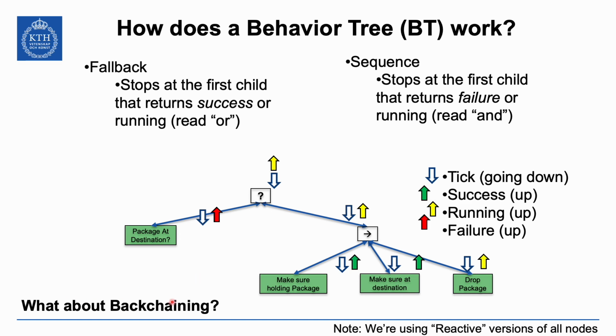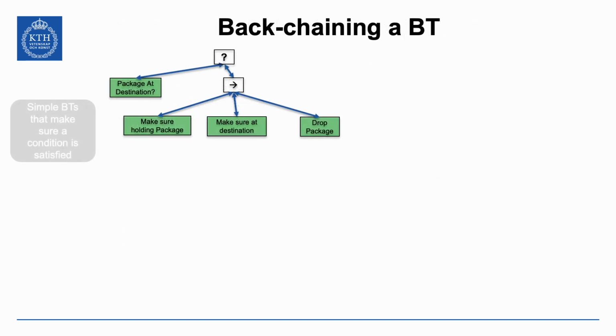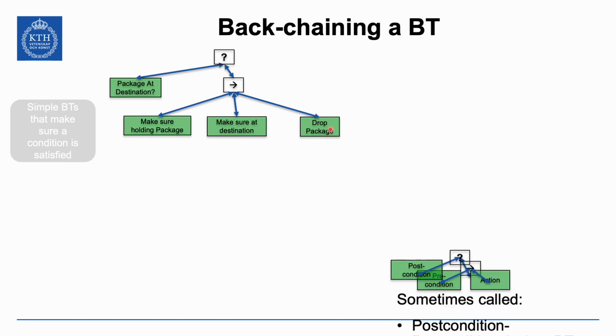So what about backchaining? Backchaining a BT is basically creating a bunch of small behavior trees, such as this. This is what we just saw. First, we check if the package is at the destination. If it's not, we do some actions to achieve that. We make sure we're holding it, we make sure we're at the destination, and then we drop it.